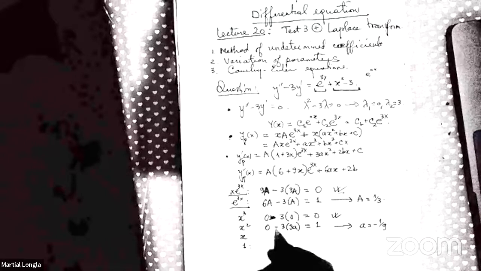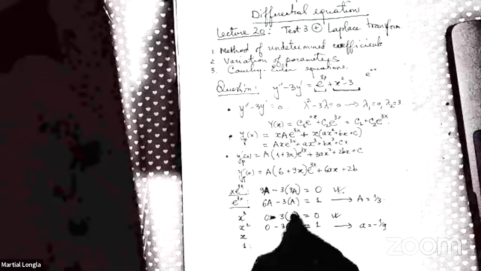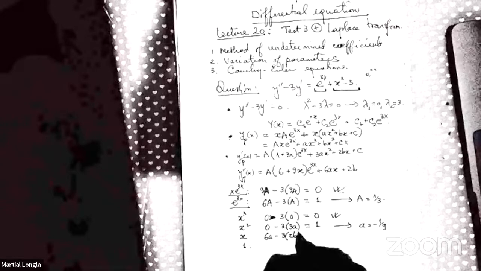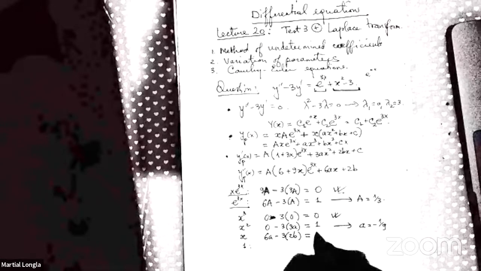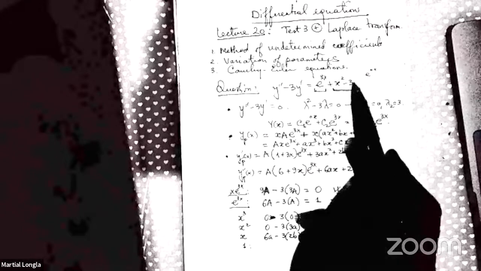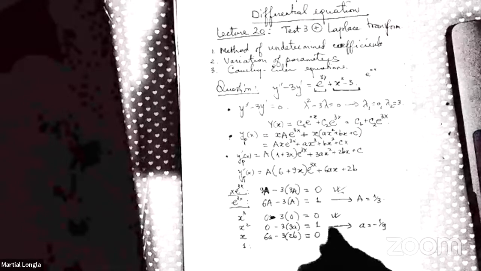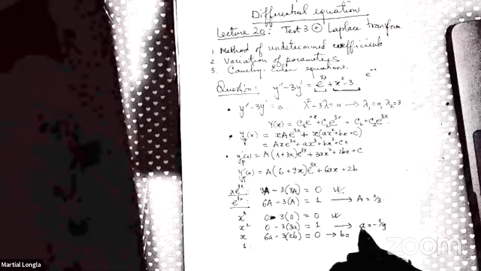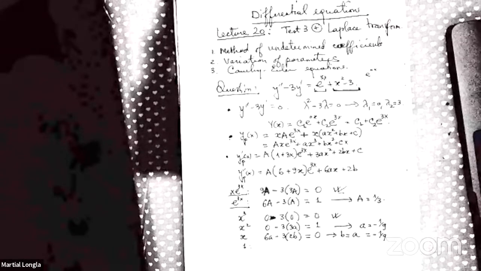Then you go to x. Second derivative, that's 6a, minus 3. First derivative, that's 2b, equals x on the right-hand side of the equation is 0 because there is no x there. So right here, you'll find b equals a equals negative 1/9. That's it right there, straightforward.